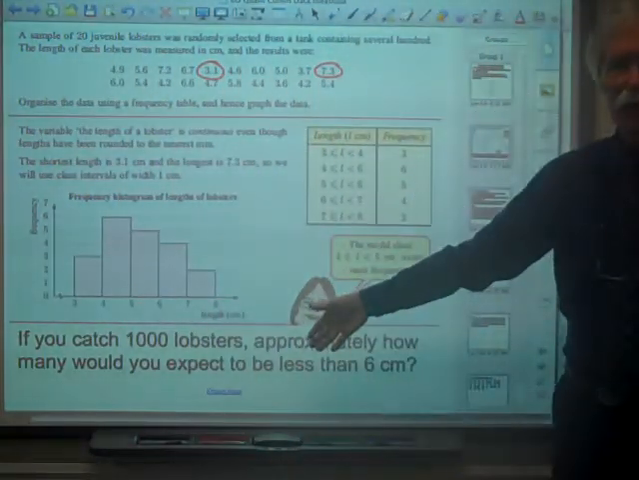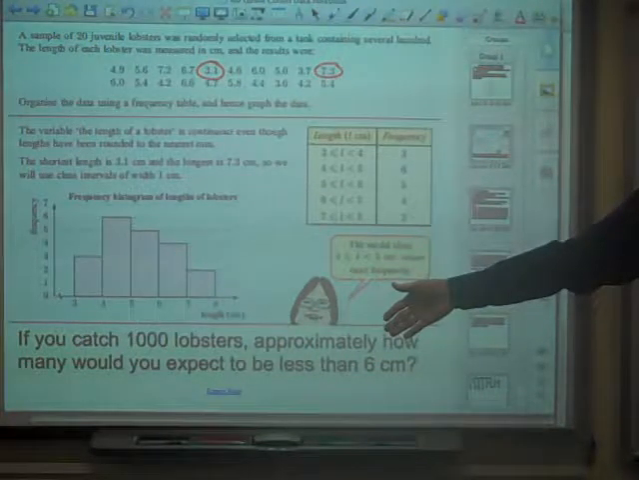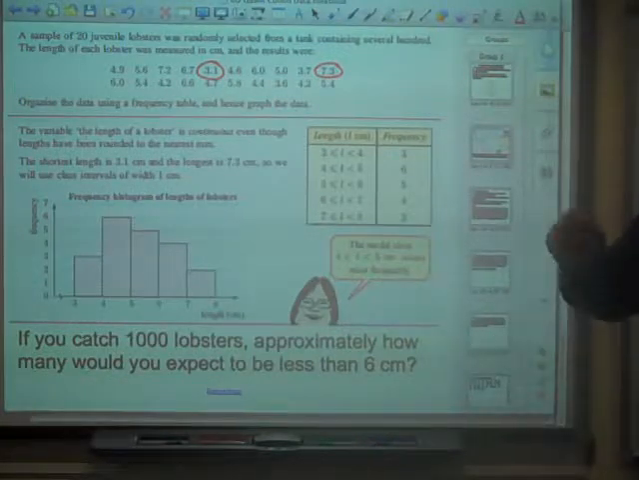What if you have 1,000 lobsters? How many of those 1,000 lobsters would you expect to be less than 6 centimeters? Work that out.